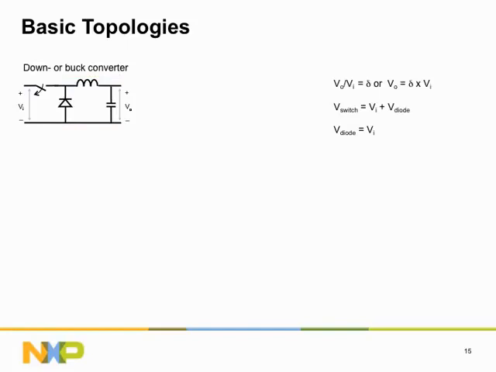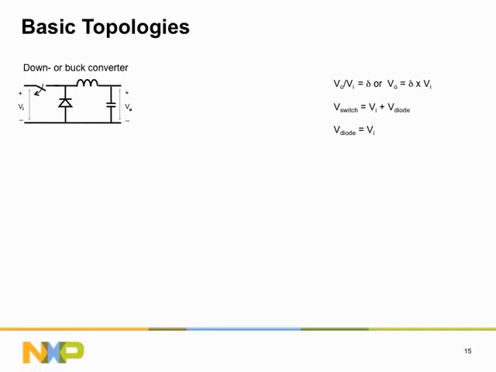The relation between the input voltage Vi and the output voltage Vo is given in the first equation. The output voltage is equal to the duty ratio, delta, times the input voltage. As delta is always a value between 0 and 1, the output voltage will always be lower than the input voltage. And that is why this converter topology is called a step-down or buck converter.